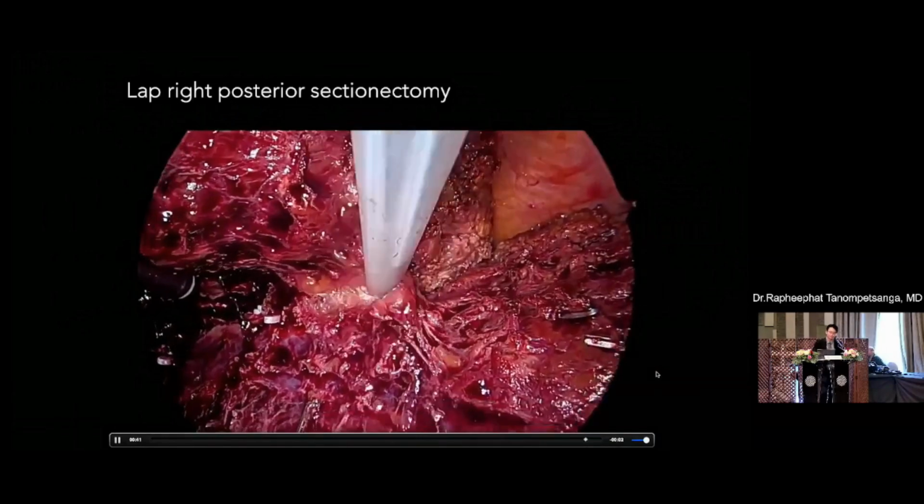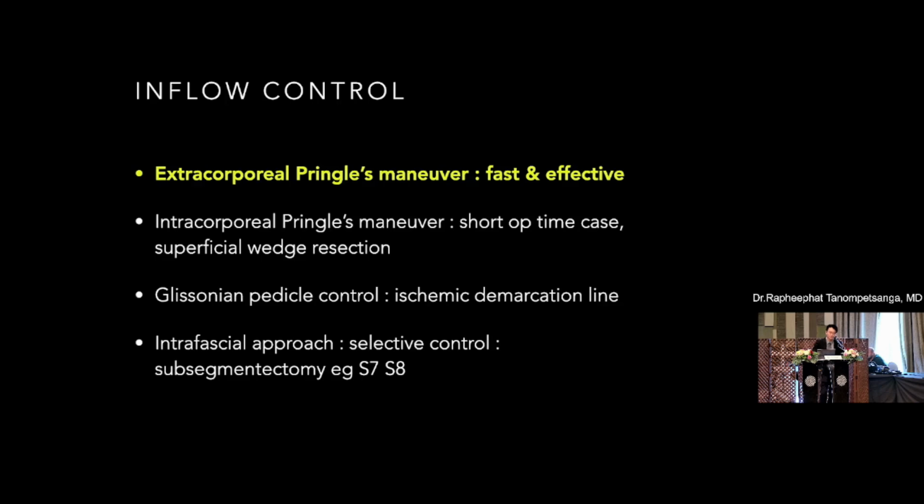So for good inflow control, in my hospital we mostly perform the extracorporeal finger maneuver. It's very quick, fast, and effective. And the intracorporeal finger maneuver we use only for the lap wedge resection, because all the cases are short operative time cases or superficial wedge resection. And for the Glissonian pedicle control, you can see the ischemic demarcation line clearly.